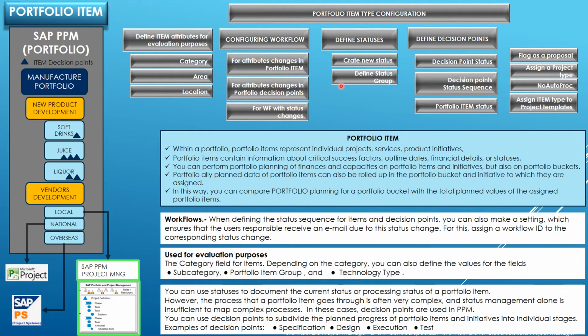In this third column, we can use statuses to document the current status or processing status of a portfolio item. However, the process that a portfolio item goes through is often very complex, and status management alone is insufficient to map a complex process. That is why we have to define decision points. And finally, we can set up the way the item will be linked to SAP PPM project management.